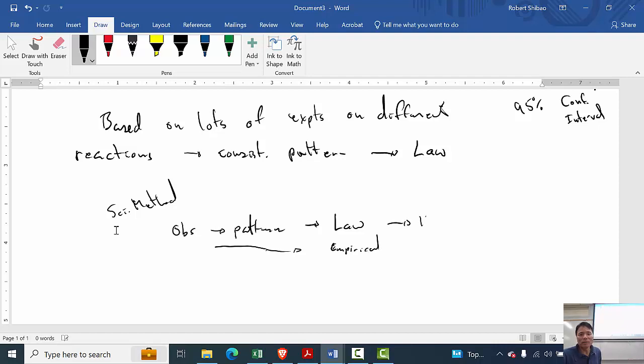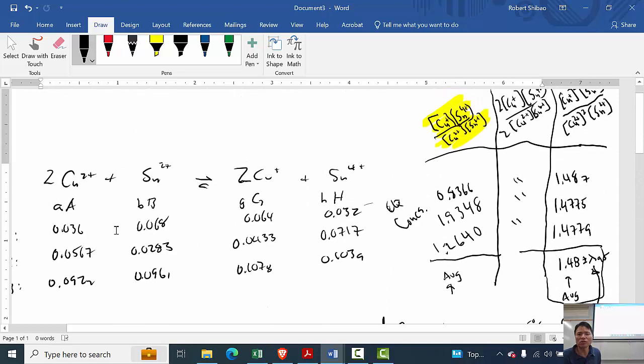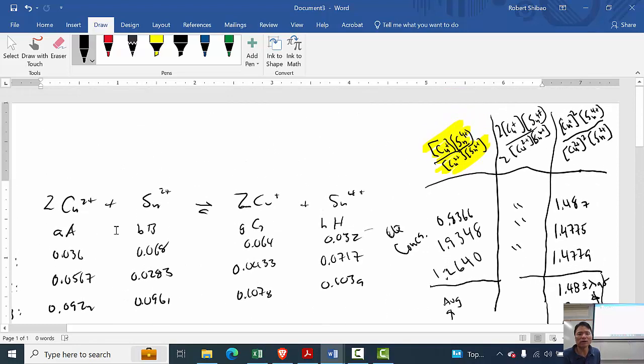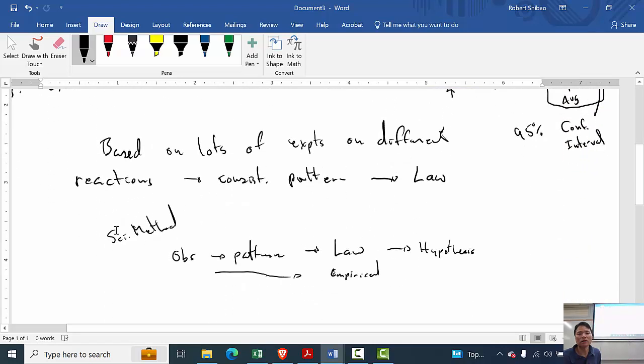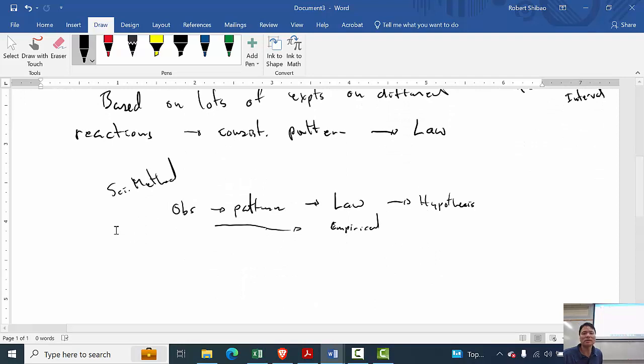Going this way, based on that law, we can come up with some kind of hypothesis. Like, for example, one of the hypotheses would be, what is the origin of the square? You know, why are we squaring the concentrations? Does that make sense? So we start to hypothesize these types of things, and eventually we end up with theory. And so this gives us the other way of determining a law, and that's based on a theoretical approach.